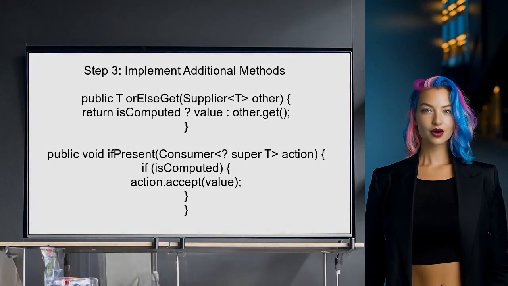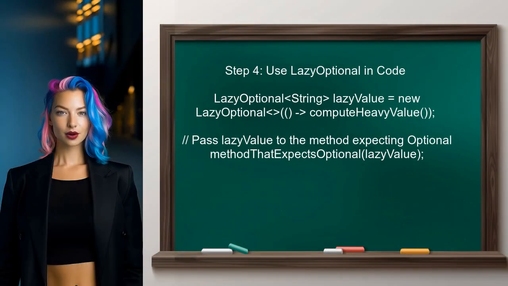The user can also implement additional methods like orElseGet and ifPresent. These methods will provide similar lazy evaluation capabilities, allowing the user to handle the value only when necessary. Finally, the user can utilize this lazy Optional class in their code. They can pass an instance of the lazy Optional to the method that requires an Optional, ensuring that the value is only computed when needed.